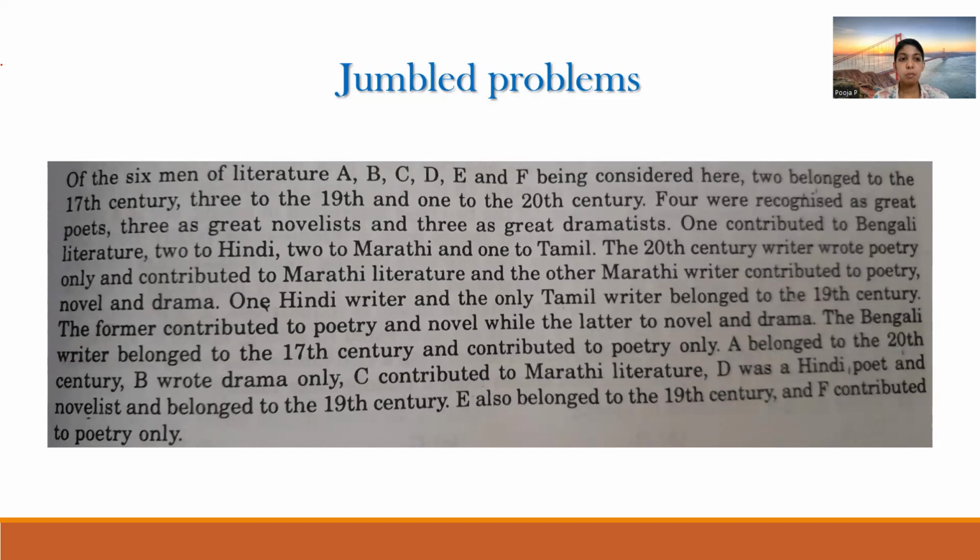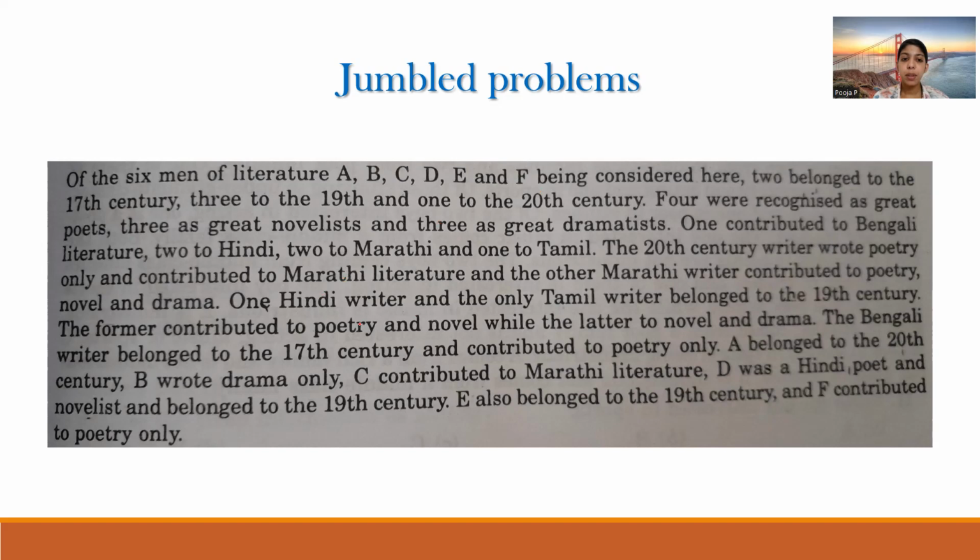So let's start with an example of six men of literature, A, B, C, D, E, and F being considered here. Two belong to 17th century, three to 19th century, one to 20th century. Four were recognized as great poets, three as great novelists, and three as great dramatists. One contributed to Bengali, two to Hindi, two to Marathi, and one to Tamil literatures. 20th century writer wrote poetry only and contributed to Marathi literature.